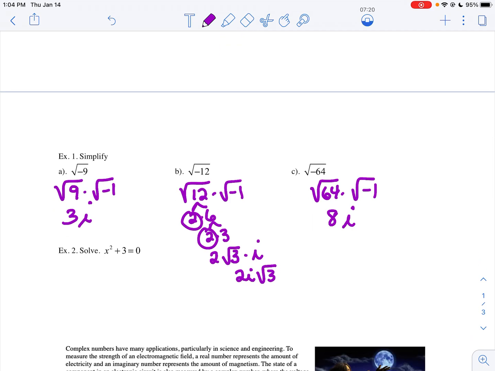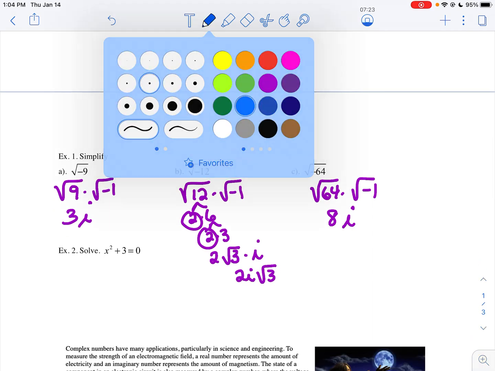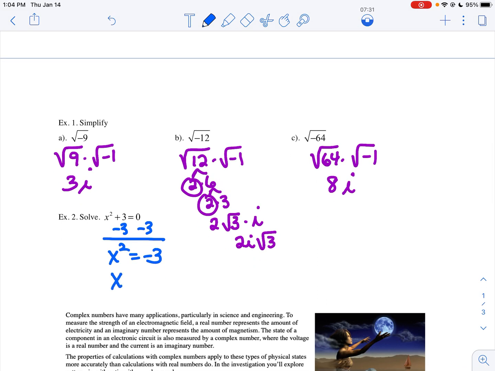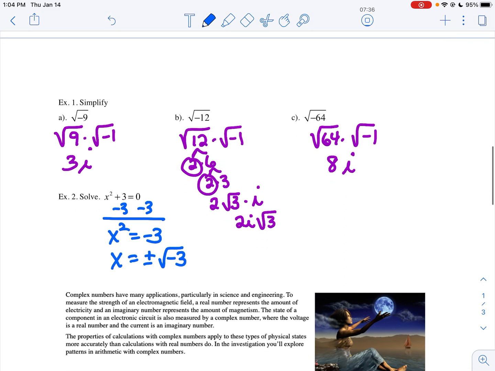All right, so now let's see it in action. Okay, this will be fun. If I want to solve for x squared, I can subtract 3 from both sides. And then remember, you actually have to do the plus or minus square root to both sides. We actually never, ever leave a negative under the square root.